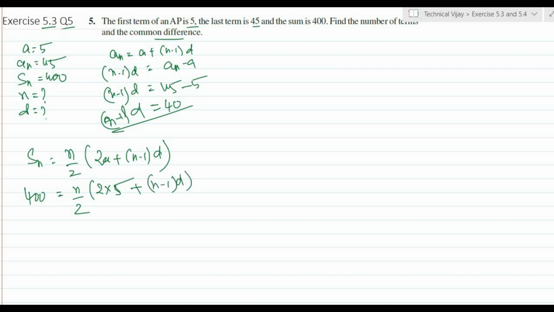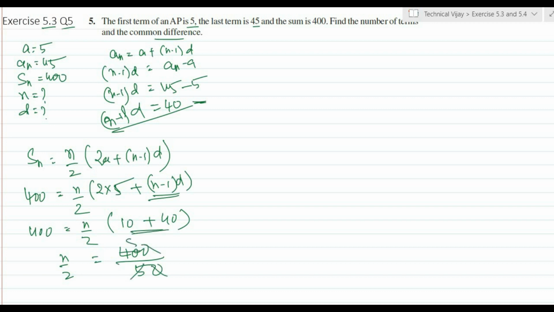Okay. So here what happens? This N minus 1 into D value we got here. Okay. This we will substitute here. So 400 is equal to N by 2 into, 2 into 5 is 10, plus this is 40. Okay. So here N by 2 is equal to 400 divided by 50. This is 40 plus 10, 50. So this cancels. 5 8s are 40, so N by 2 is equal to 8. So N is equal to 16.